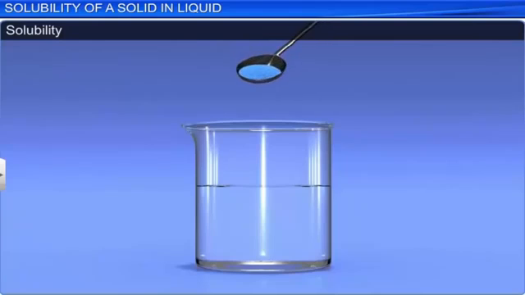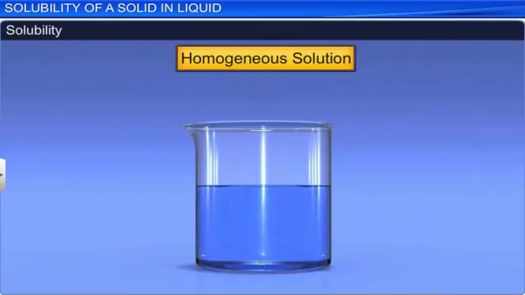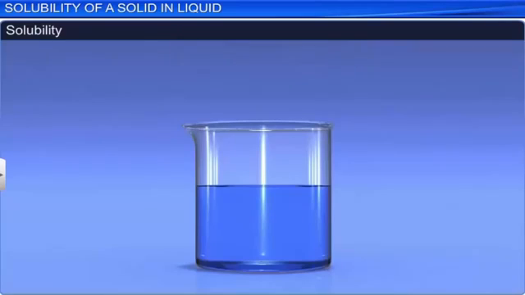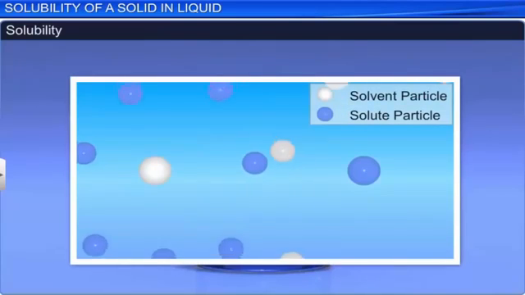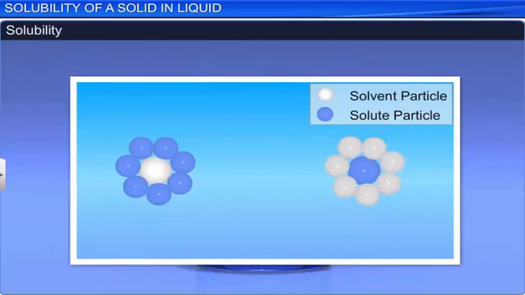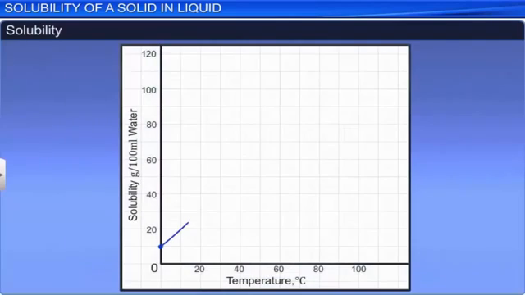Solubility is the property of a solute to dissolve in a solvent to form a homogeneous solution. Solubility is defined as the maximum amount of solute that can be dissolved in a specified amount of solvent at a specific temperature. Solubility is the result of an interaction between particles of the solute and the solvent. Hence, it depends on the nature of the solute and the solvent, as well as on the temperature and pressure.